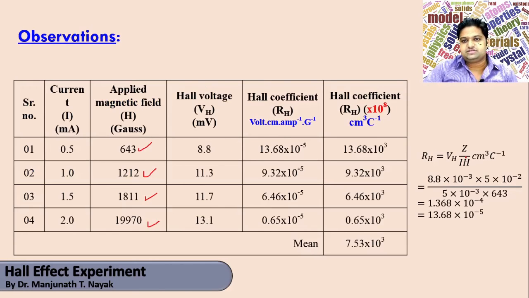Now the Hall coefficient is measured using this formula that I showed you before in the first section. I've just done one calculation to get this 13.68 into 10 raised to 5 reading of the Hall coefficient. To this you need to multiply 10 raised to 8 to convert the entire volt centimeter per amp per Gauss to cubic centimeter per coulomb. And similarly you do these measurements for the different magnetic fields of 0.5, 1, 1.5 and 2, add them all up, divide by 4, and you get the mean Hall coefficient.